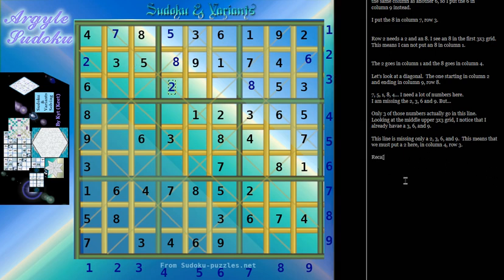Recap. I cannot put a 3, 6, or a 9 in the same 3 by 3 grid that a 3, 6, and a 9 already exist. Thus, I must put the only other missing number here, the 2.